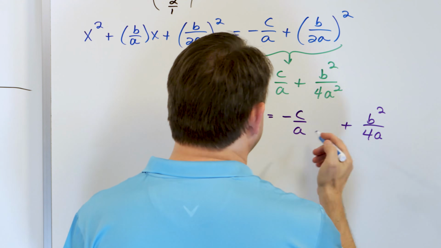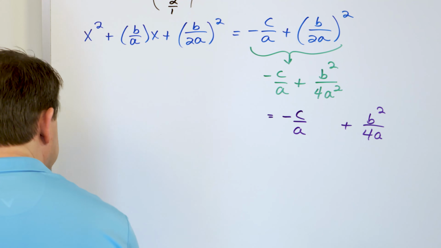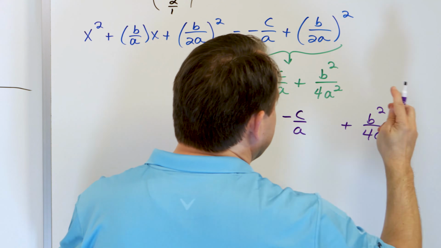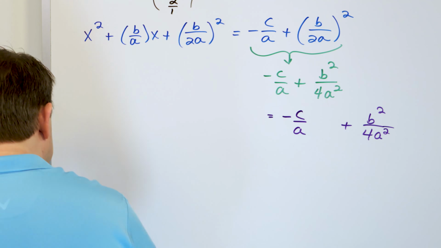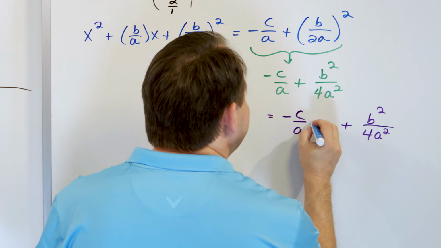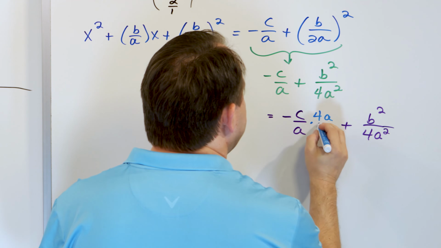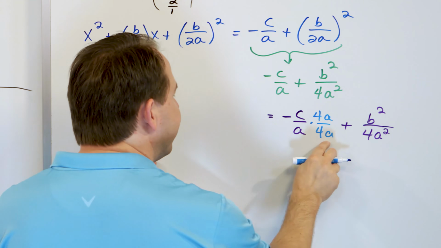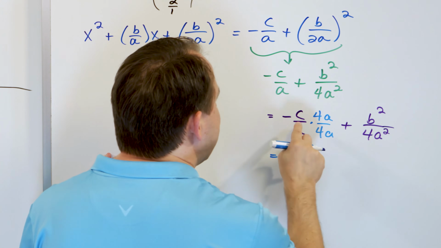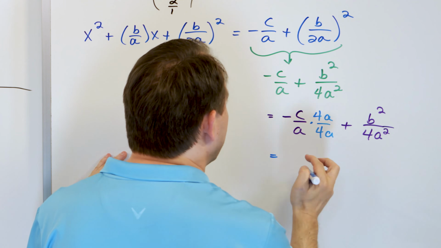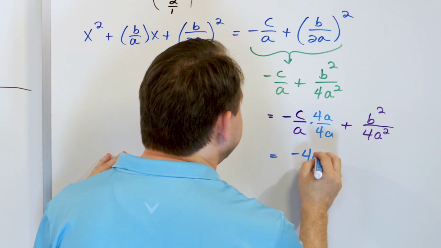Well, I can, first of all, realize that it's actually 4a squared on the bottom. Sorry about that. It's just 4a squared on the bottom of that denominator. So in order to get a common denominator, I need to multiply this one by 4a over 4a, because then I'll have 4a squared in the denominator. So when I do that, I'm going to have negative c times 4a, so negative 4ac.